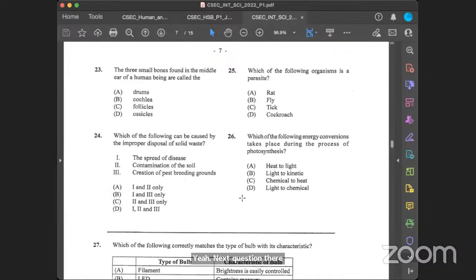Which of the following energy conversions take place during the process of photosynthesis? I can let somebody answer this. I know the answer. Some big boys can't remember this answer. Take your best guess.